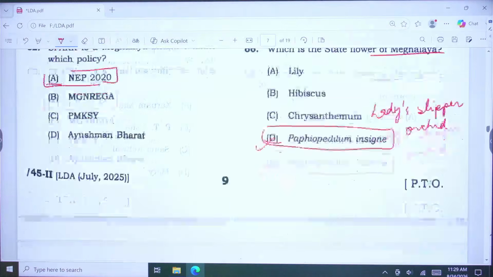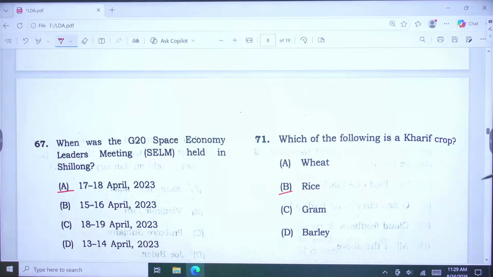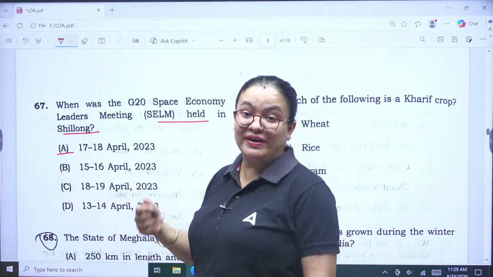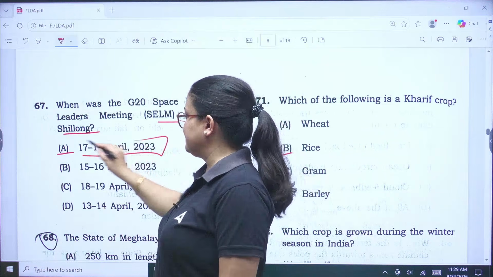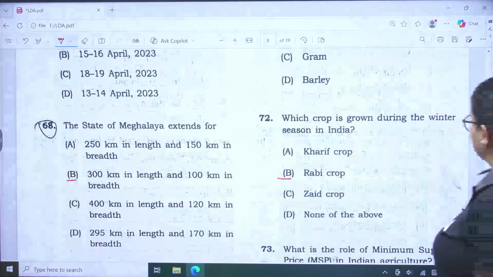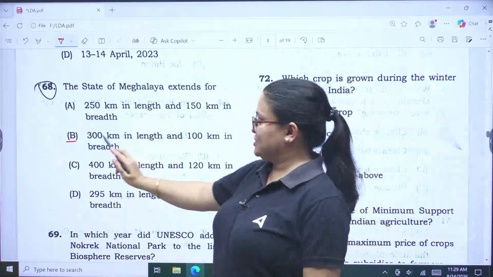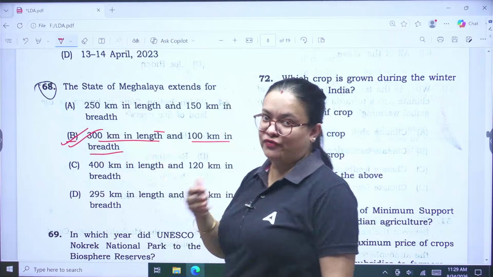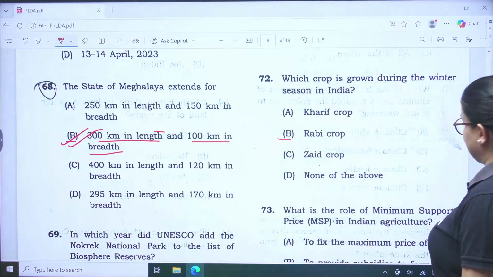Next question. When was the G20 Space Economy Leaders Meeting, SELM, held in Shillong? So it was asked when it was held. It was held in the year 2023, 17 to 18 April. Next, the state of Meghalaya extends, what is the length and breadth of Meghalaya? It is 300 km in length while 100 km in breadth. So this is an easy question about your state. You have to know about state affairs.